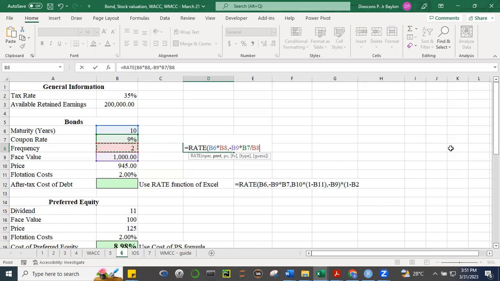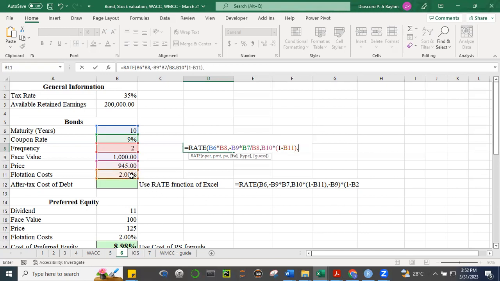Kasi every 6 months, ang babayaran natin, kalahati lang. Kasi twice a year yung pagbayad natin. Tama, our present value is, ano yung present value natin? What's our present value? The price. 945, sir. 945, no? And then there's a flotation cost times 1 minus 2%.